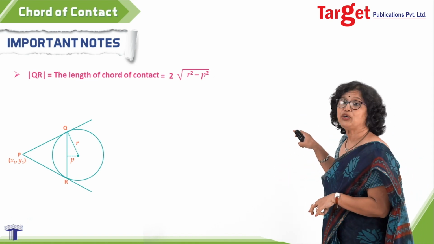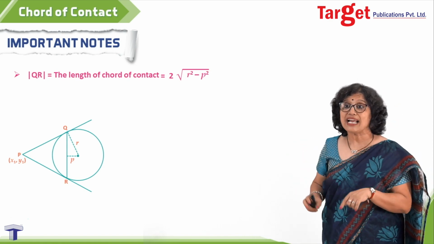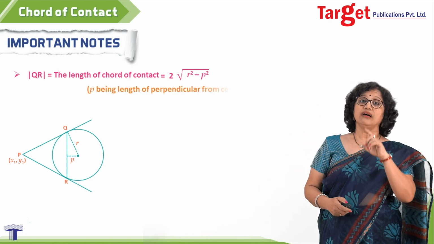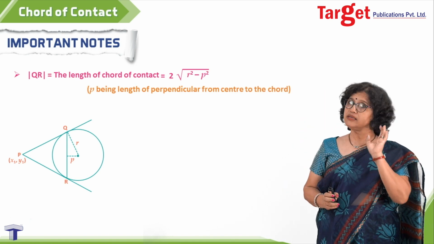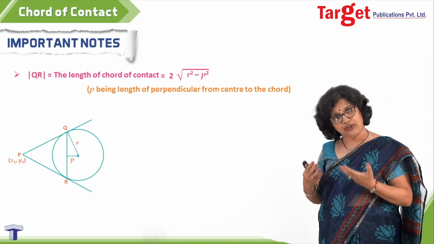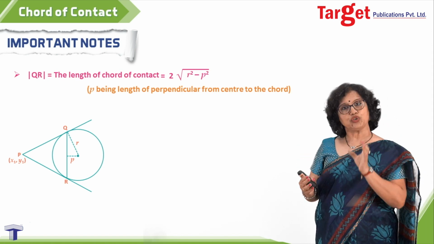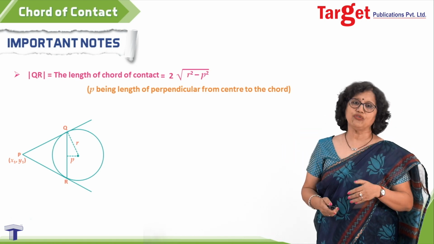And it is nothing but 2 times the square root of r square minus p square, where p stands for the length of the perpendicular drawn from the center to the chord of contact. Center would be known to you. QR's equation also you know. So if required, you can find p also. So once p is known, r is known, you can always find the length of the chord of contact.